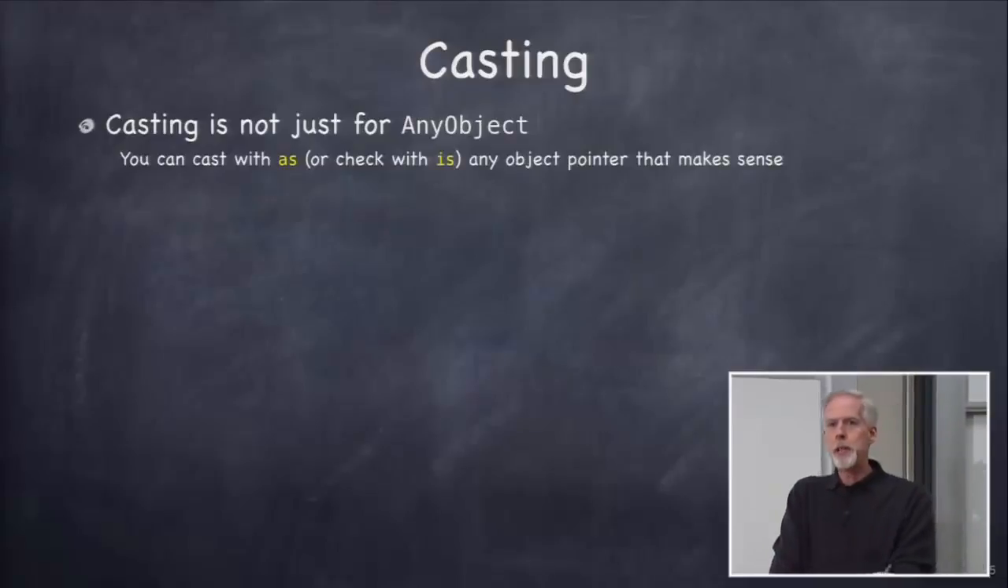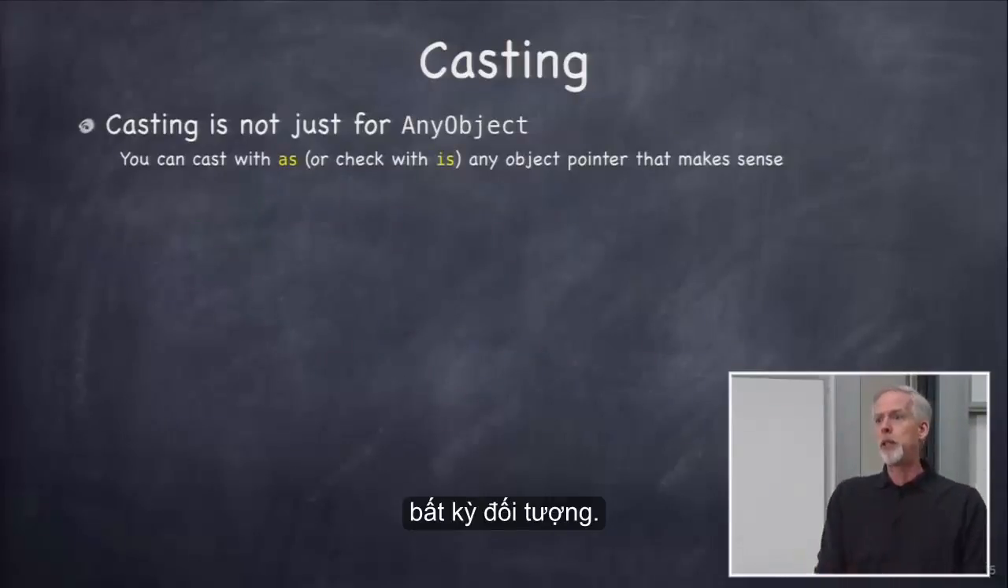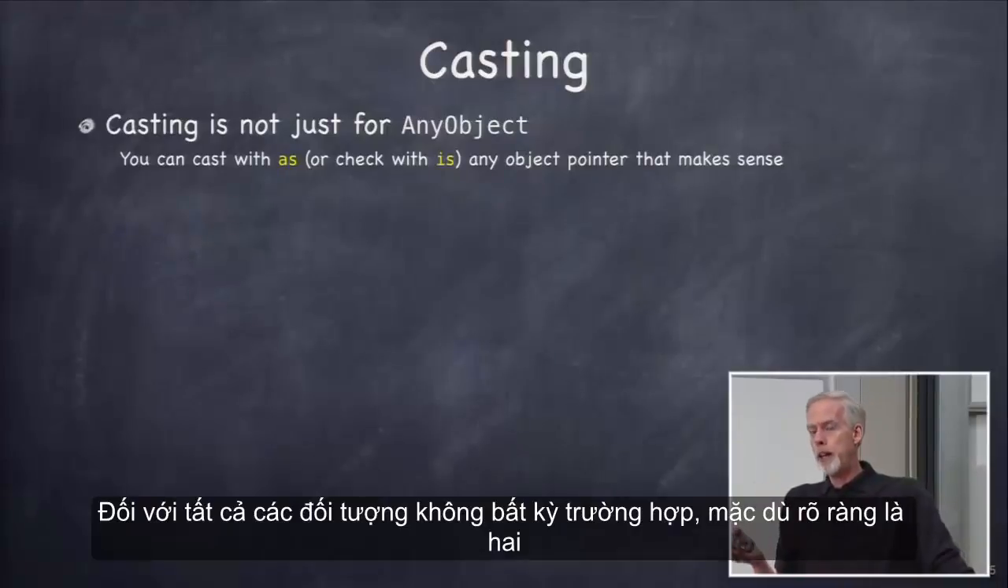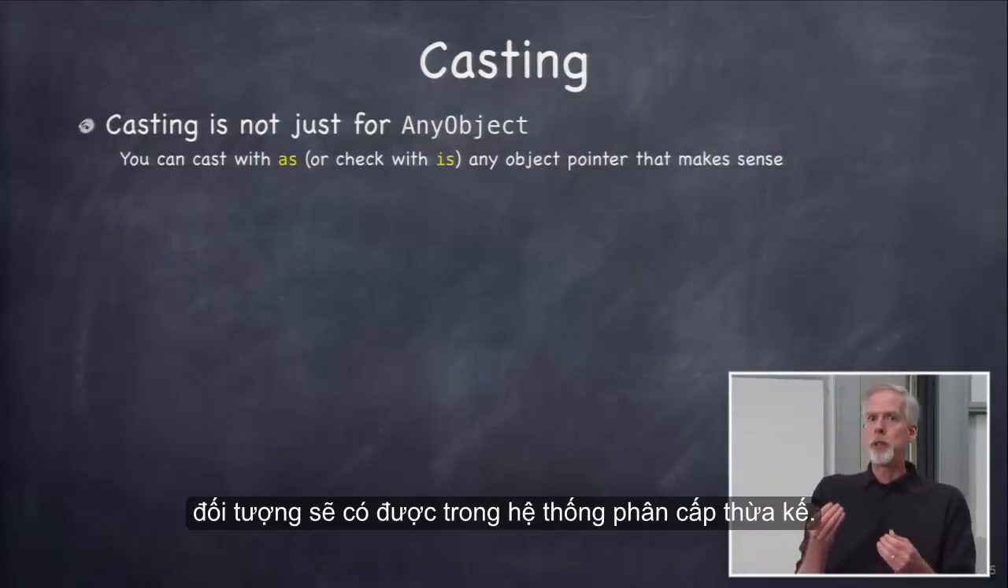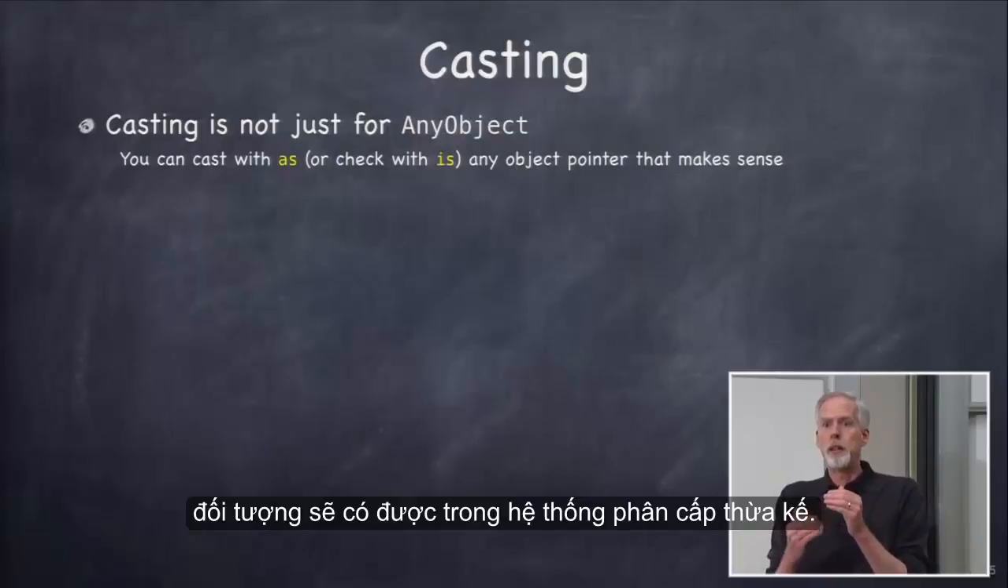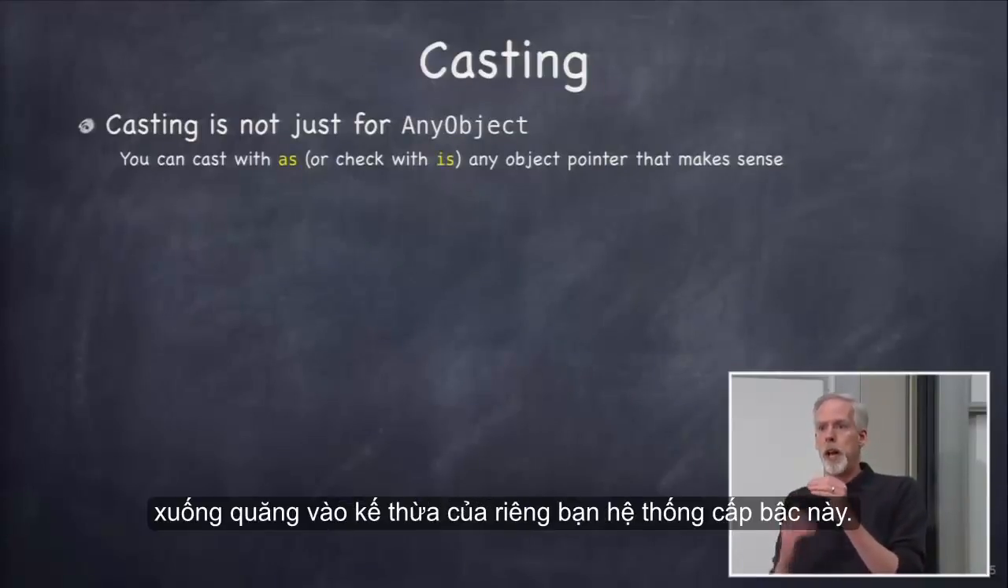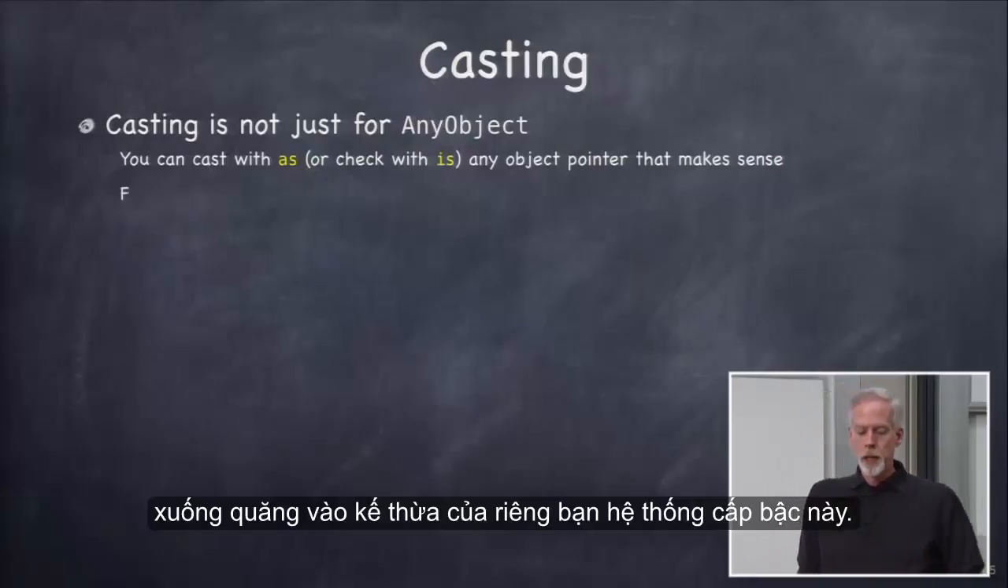Okay, now this casting business is not just for any object. You can actually cast any two objects. For all non-any object cases, though, obviously those two objects would have to be in the same inheritance hierarchy, right? You can only cast down, downcast into your own inheritance hierarchy.